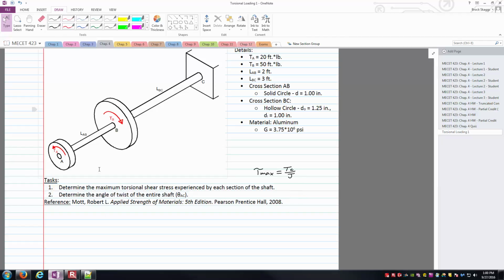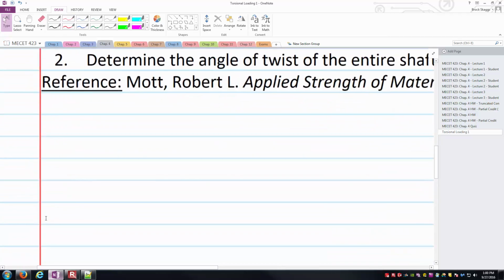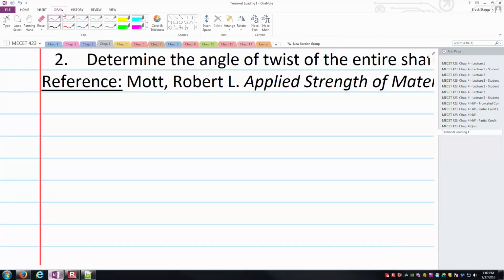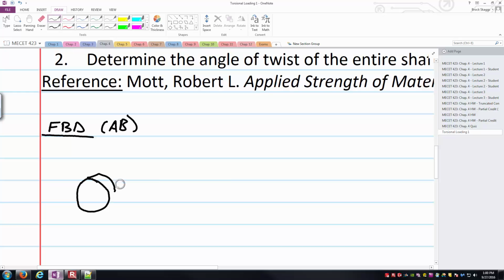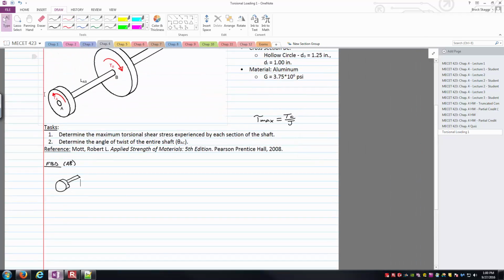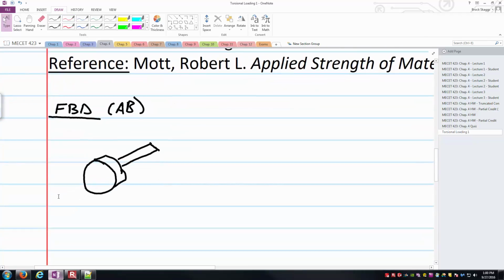I'll jump right into that and draw a free body diagram of AB first. Here we've got a free body diagram of section AB. I'm going to include this first pulley here, which has a little depth to it, and then a shaft coming off here, and this is where I'm cutting through the material of the shaft, let's say right there. As far as externally applied loads, we've got the T sub A going in what I'll call the counterclockwise direction.